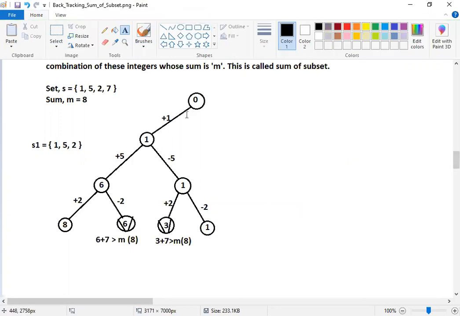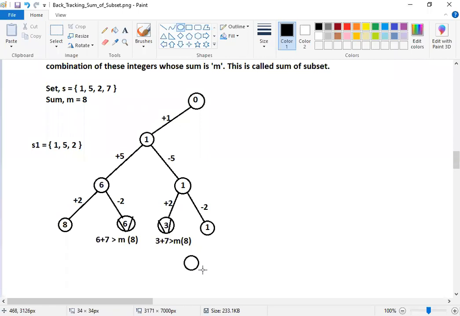Now, if you look at this graph, 0, 1, and then 1, and then this one, what we have done is we have chosen 1. We did not take 5. We did not take 2. Then I am left with the last number, that is 7. I may consider 7, I may not consider 7. What will happen if I consider 7? Let us check it out.